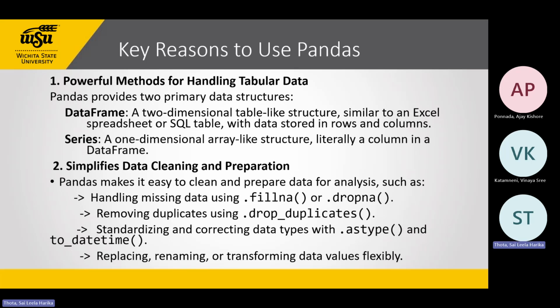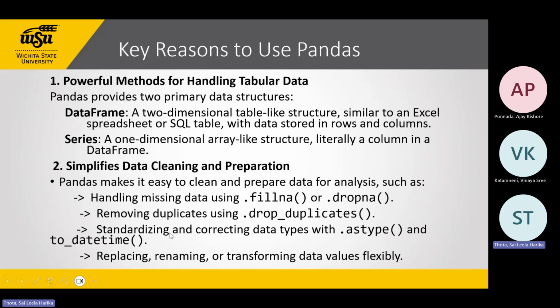Next, removing duplicates. If there are, say, three identical rows, we can remove them by using the drop_duplicates method. Then standardizing and correcting data types. For example, if you need the salary as float, and for some members it is int, you can convert the data type based on your requirement by using astype.